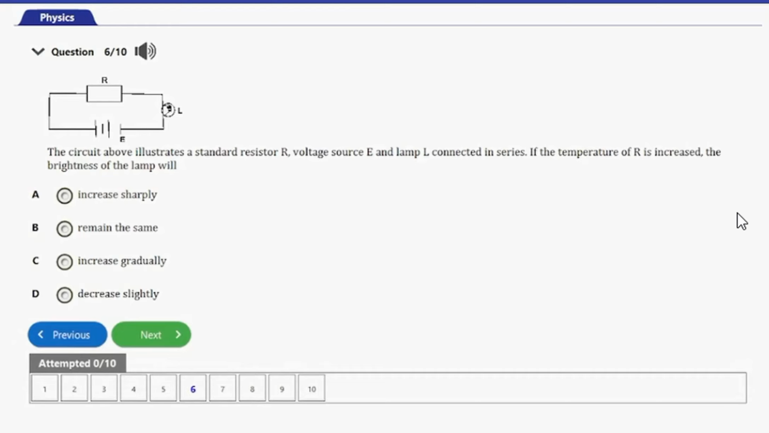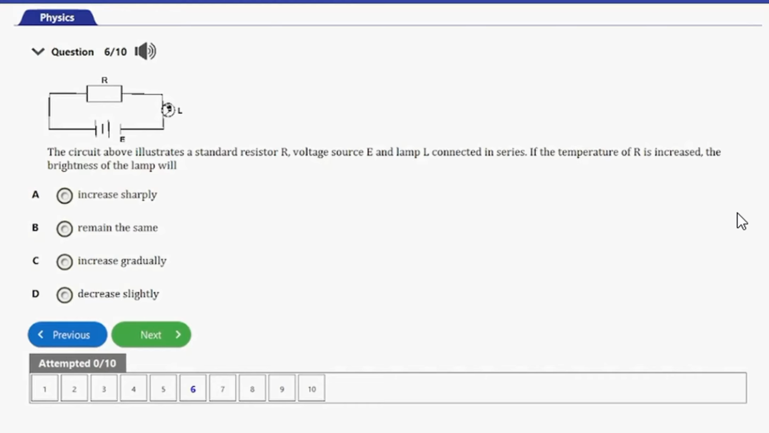So guys, for this illustration here, let's take note that an increase in temperature will actually mean an increase in resistance, or will lead to an increase in resistance in any way. So if an increase in temperature leads to an increase in resistance, that translates to an opposition to the flow of the current here. And guys, when there is an opposition to the flow of the current here, it means that the brightness of the lamp will decrease, and that's option D here.